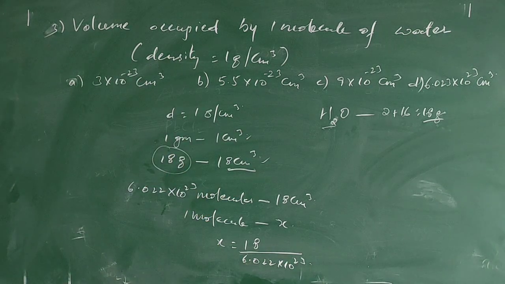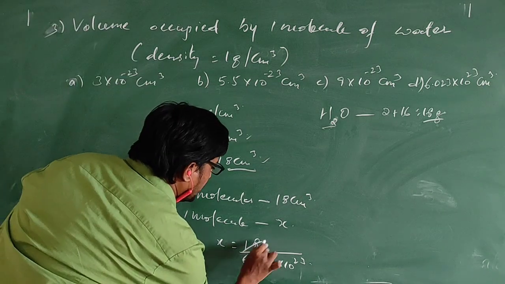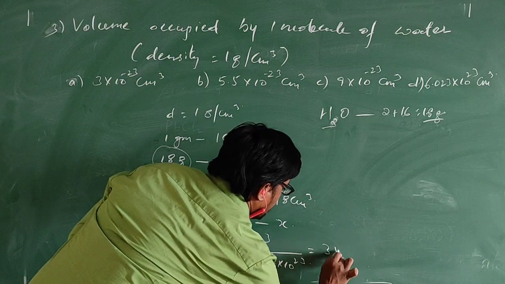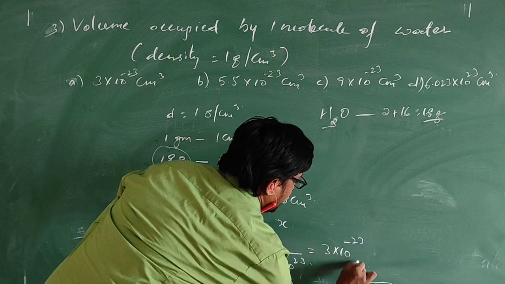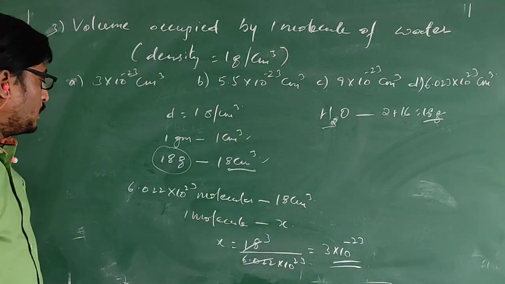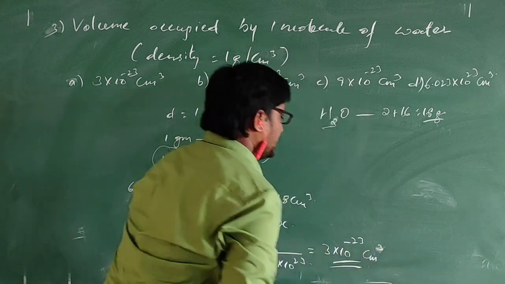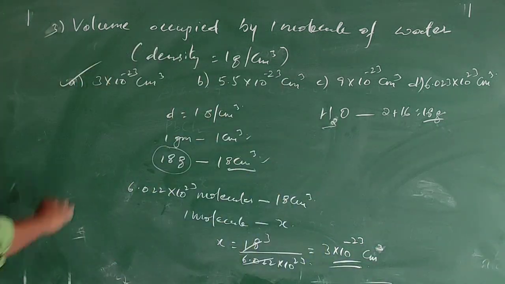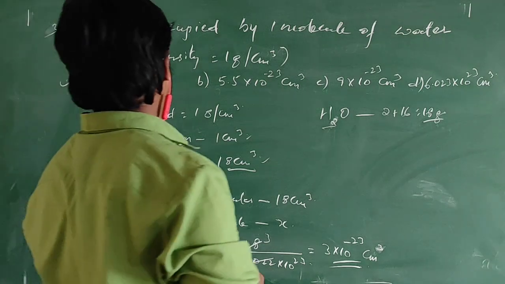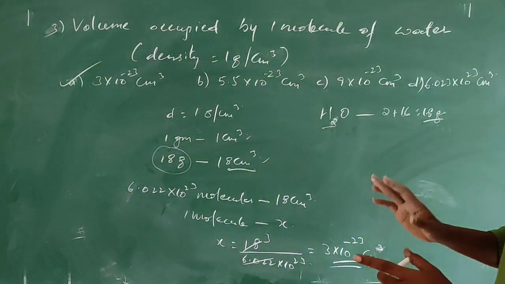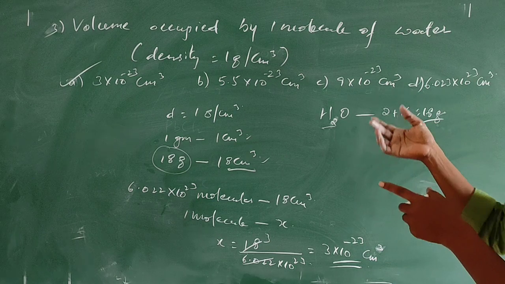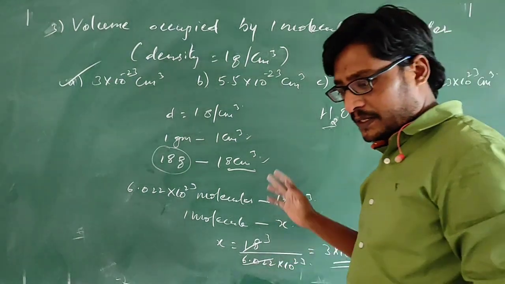Is that right? So approximately we will get around 3 into 10 to the power minus 23. So this is the volume which is occupied by 1 molecule of water. So our answer will be this. Hope you understood. Easy thing. Read the question once or twice so that it will be easy for you to answer the questions. Please take it.